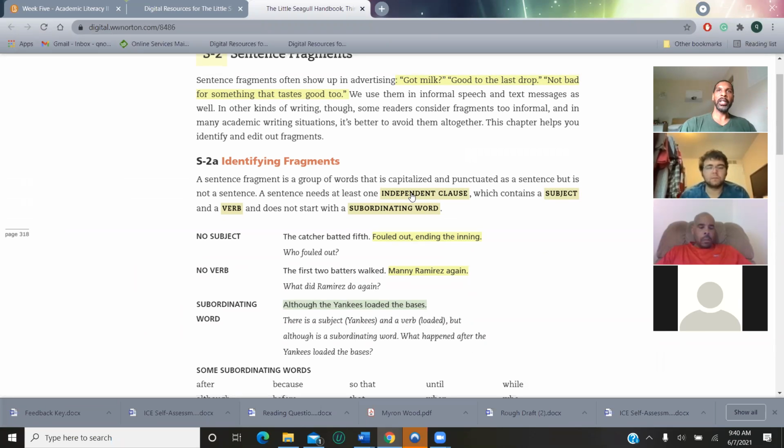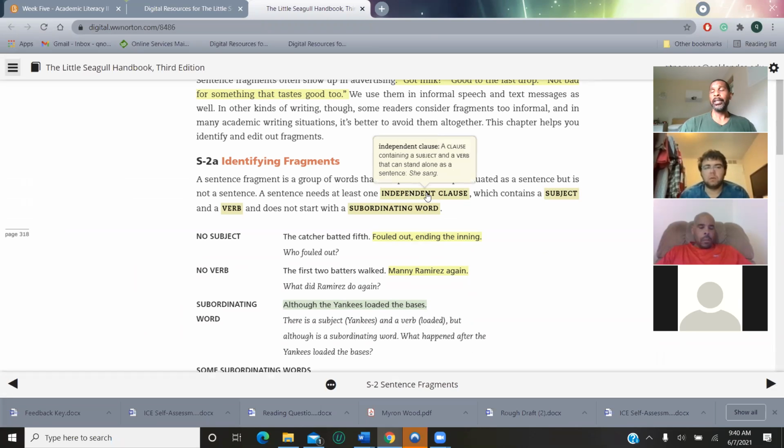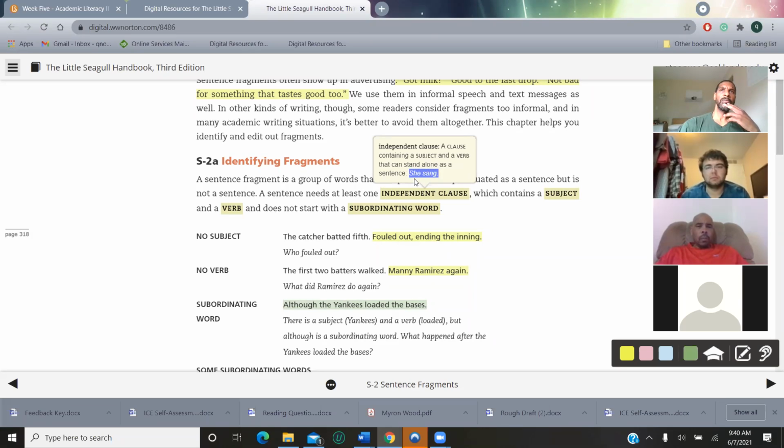A sentence needs at least one independent clause. This is a good thing about our ebook. Bam. A subject and a phrase containing the subject and a verb that can stand alone as a sentence. If you look at the length of the sentence they use, though, it's very short. She sang. Subject, predicate, and it expresses a complete thought.